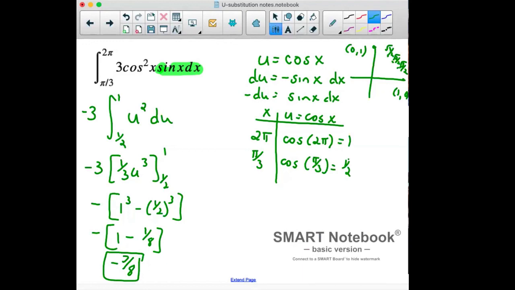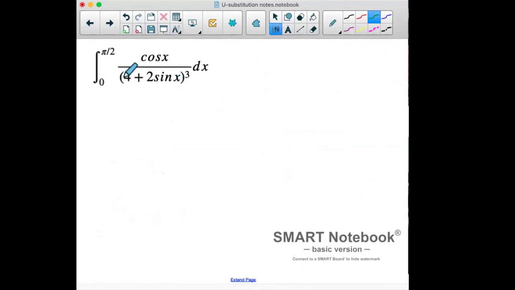All right, last one before I let you work some more. What do you think our inside function is? 4 plus 2 sine of x. Excellent. And derivative of u? Is it 2 cosine x? Yeah. Perfect. 2 cosine x dx.